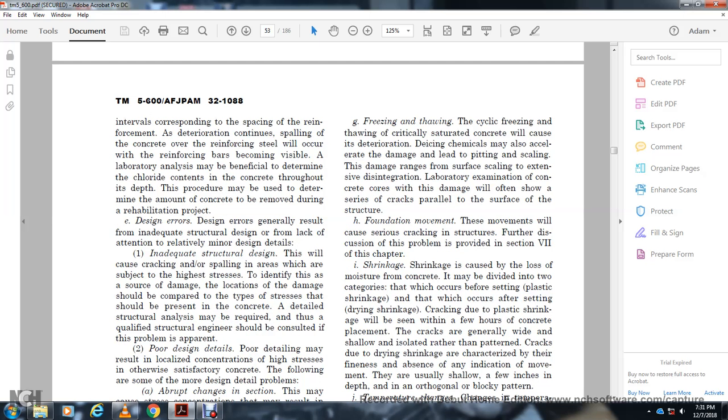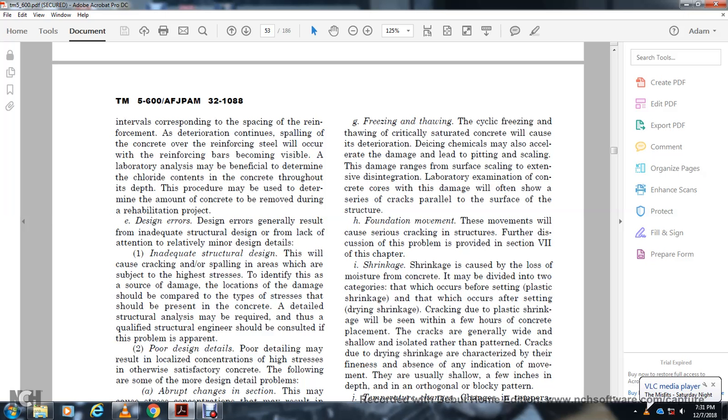Freezing and thawing. The cycle of freezing and thawing in critically saturated concrete will cause deterioration. De-icing chemicals may also accelerate the damage, leading to pitting and scaling of the surface, with extension to disintegration. Laboratory examination of a concrete core with this damage will often show a series of cracks parallel to the surface of the structure.